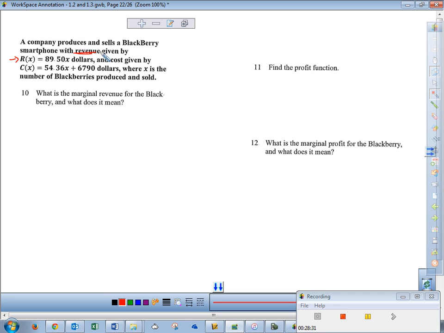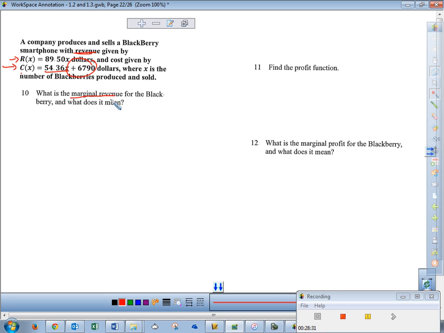Revenue is like the money that comes in. Right? You got some revenue right here. Revenue, revenue, revenue. And cost, this is how much it costs to make a BlackBerry phone, where X is the number of BlackBerries produced and sold. So it costs this plus that to make the BlackBerry. Cool. And this is the revenue equation right here.